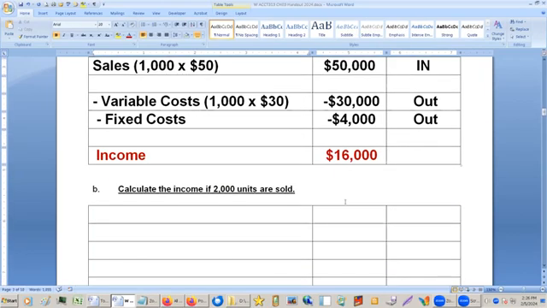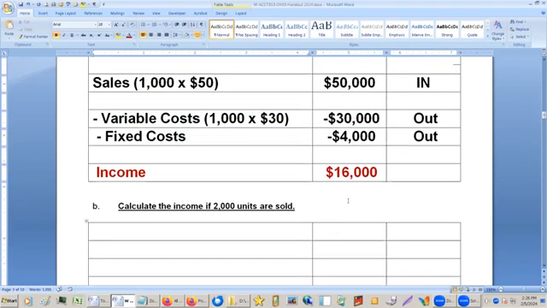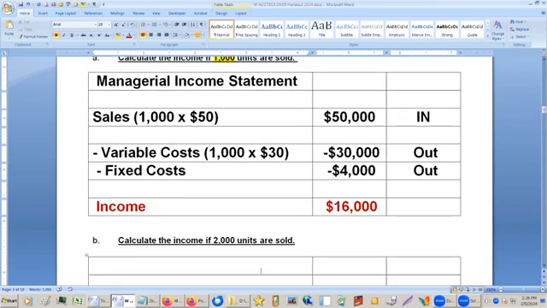Okay, see if you can do the one down below. Everything's the same except that instead of selling 1,000 units, we'll sell 2,000.